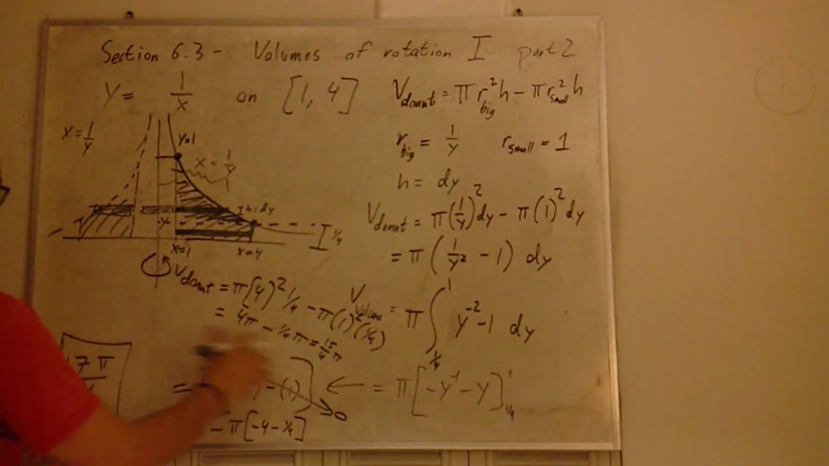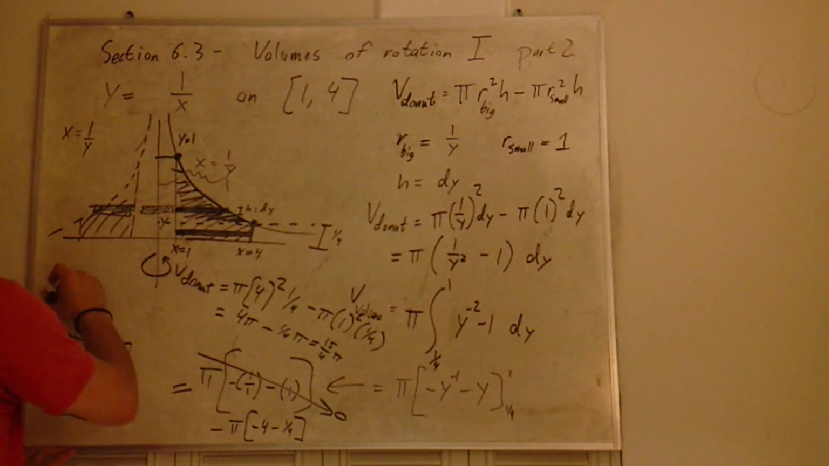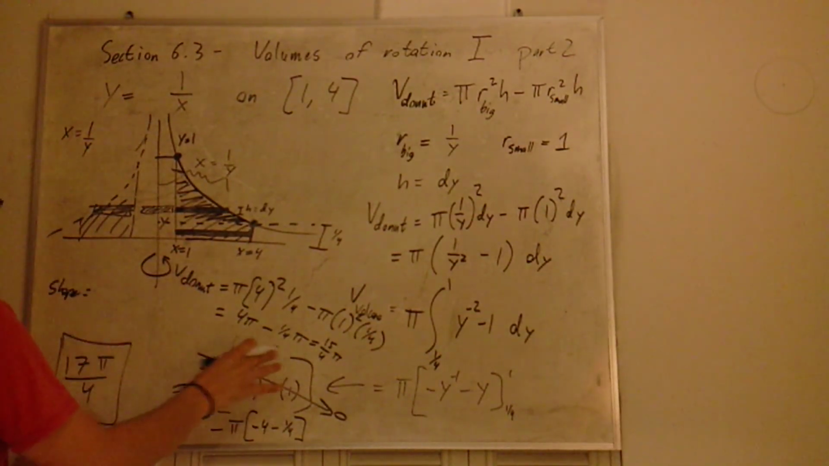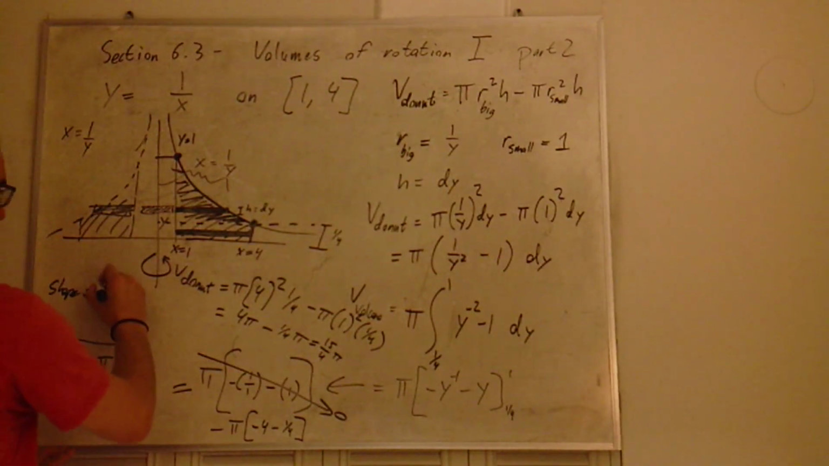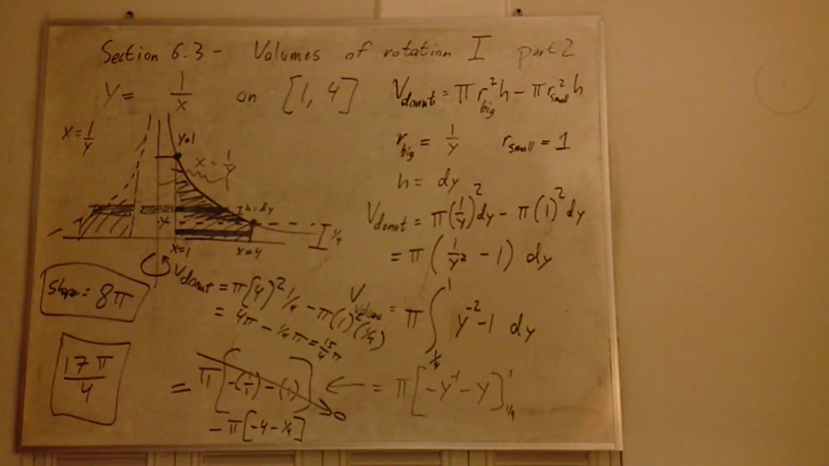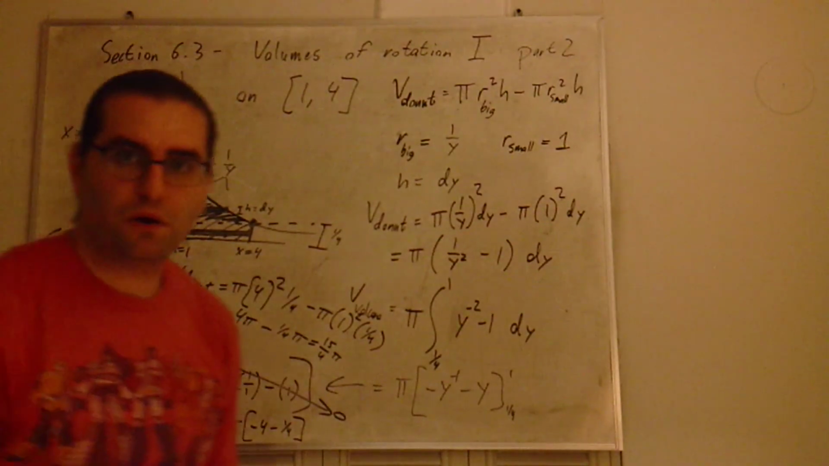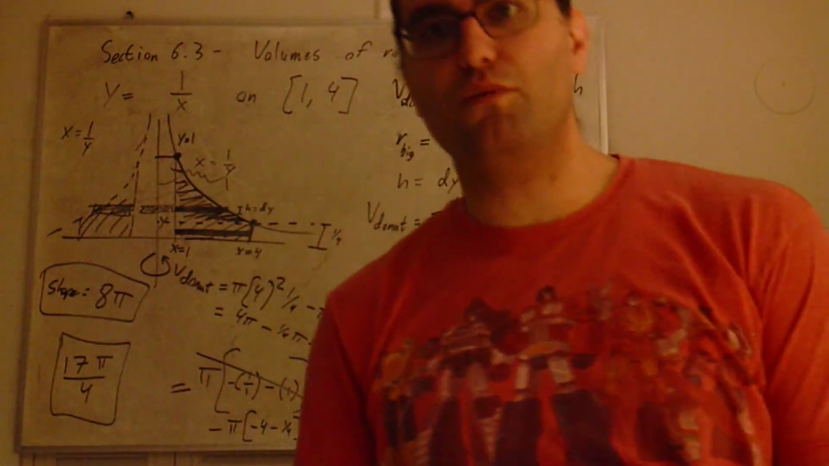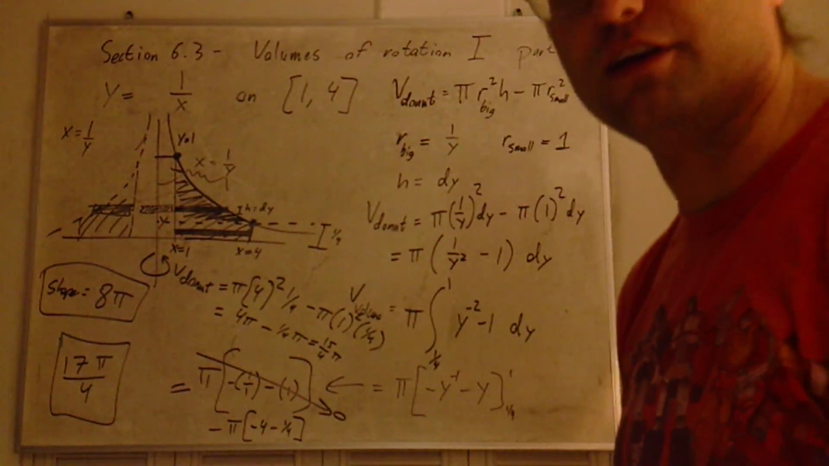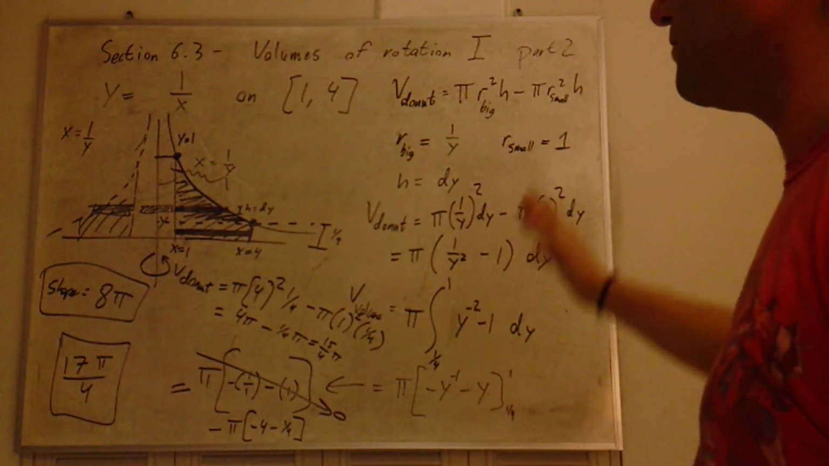So altogether, the volume of this entire shape is 15 plus 17 is 32, 32/4 is 8 pi. Whew, that was a mess. And we're at 21 minutes. I'm surprised the video hasn't cut itself yet. I'm going to cut it pretty much immediately.